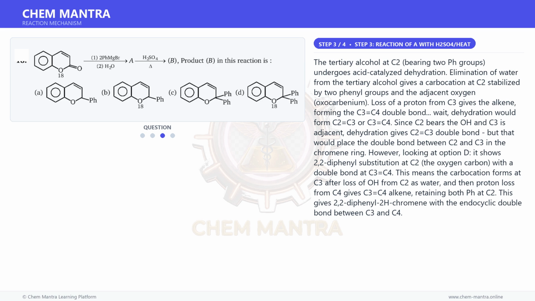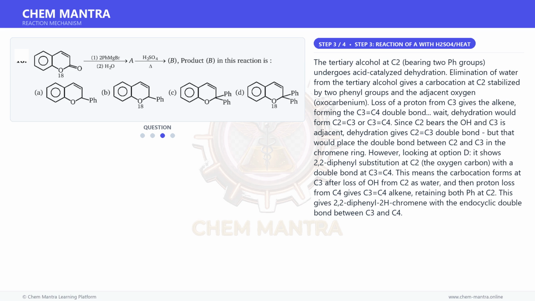Wait, dehydration would form C2=C3 or C3=C4. Since C2 bears the O and C3 is adjacent, dehydration gives a C2=C3 double bond, but that would place the double bond between C2 and C3 in the chromene ring.